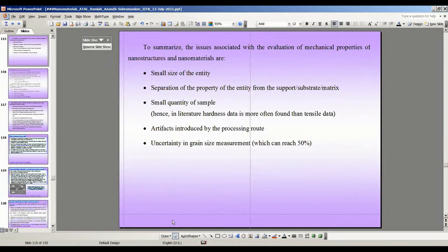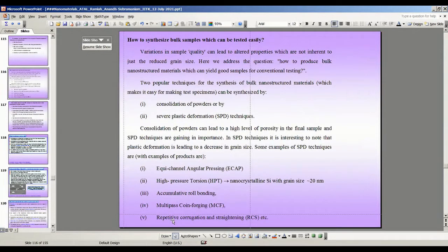So you have a series of problems, like the small amount of material you've got, artifacts introduced by processing routes, measurement uncertainties, etc., which you need to address if you really want to characterize these materials. Some techniques people have used to produce bulk quantities of nanostructured materials are equal channel angular pressing and accumulative roll bonding, which we have used in our own lab to produce submicron scale materials.